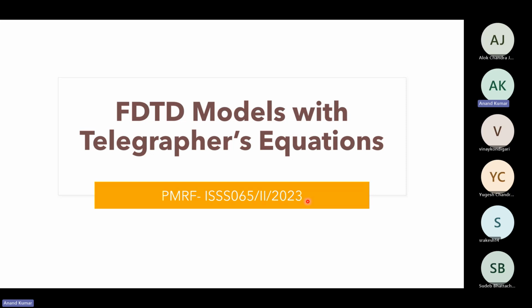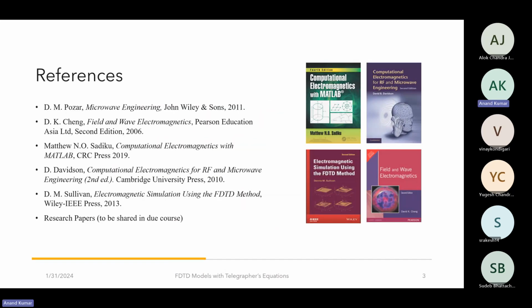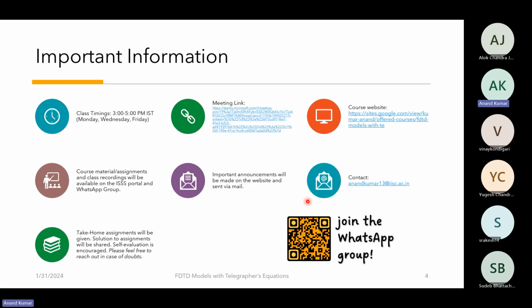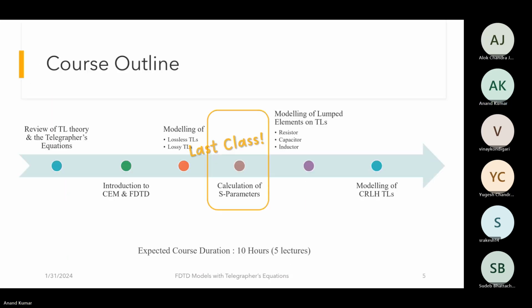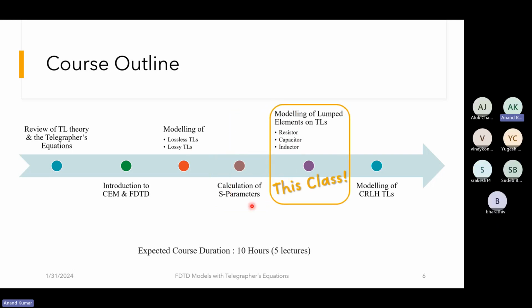So this is the last class, and we'll be looking at modeling of lumped components on transmission line. These are the list of references, important information. And in the last class, we covered the calculation of S parameters, and we looked at the code as well. And in this class, we will see individually the modeling of resistors in series or parallel, capacitors in series or parallel, inductors in series or parallel with the transmission line.